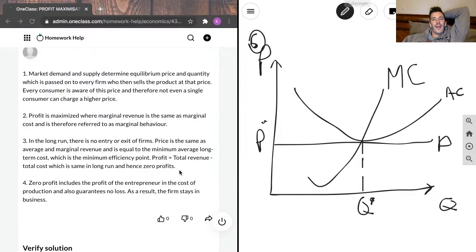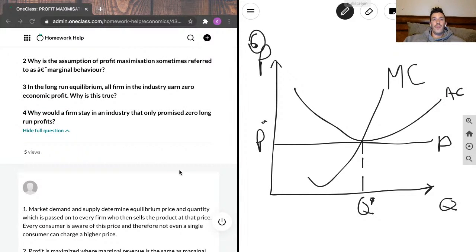So in the long run, there is no entry or exit of firms. Price is the same as average and marginal revenue and is equal to the minimum average long-term cost, which is the minimum efficiency point. Profits equal total revenue minus total cost, which is the same in the long run, and hence 0 profits.